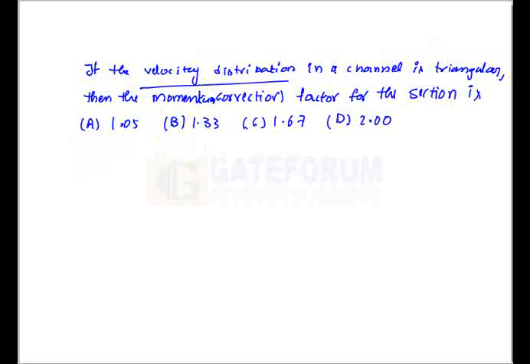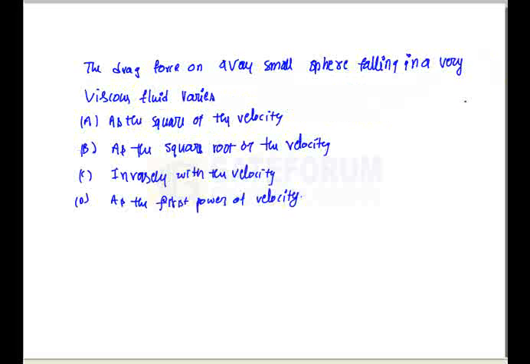The velocity distribution in a triangular channel is triangular. The moment correction factor for this triangular channel is 1.33. Standard question. Question, as it is a direct question, the drag force on a very small sphere falling in a very viscous fluid varies as the first power of velocity. So option D is correct.